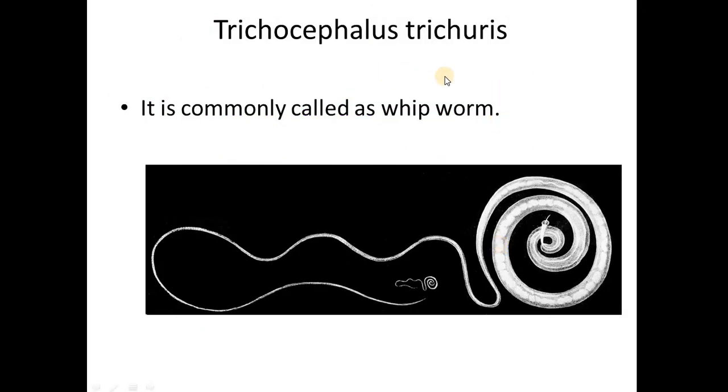Next is Trichuris trichiura. It is commonly called whipworm. Whip means chabuk. As you can see from the picture, it resembles the structure of a whip, so it is commonly called whipworm. It occurs in the cecum and large intestine of man. It causes damage to the epithelial cells and blood cells. It is a monogenic endoparasite. Severe infection causes anemia and abdominal pain.